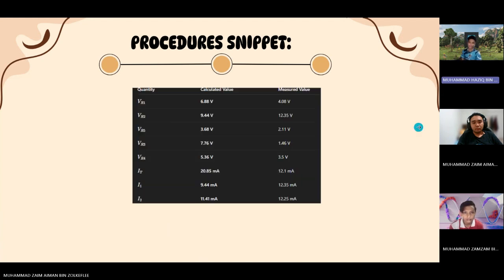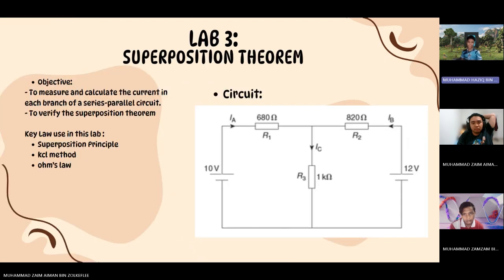So next slide please. So this is the actual value and the measured value that I get after I calculate all the values that were given. Next slide please. So that's all for me. I will pass to Zamzam.